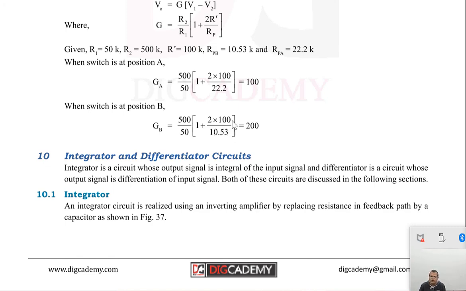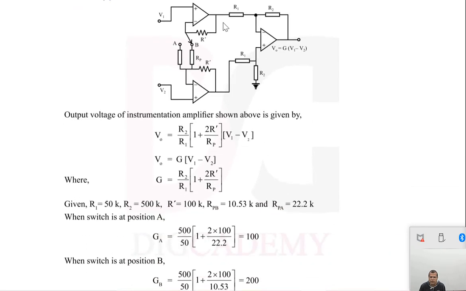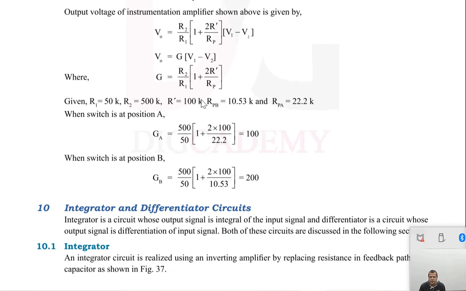That is it. So, this is one simple example which appeared on instrumentation amplifier, and that was in GATE instrumentation 2005. So, try to remember the direct expressions rather than solving this circuit in exam, and that finishes your instrumentation amplifier.